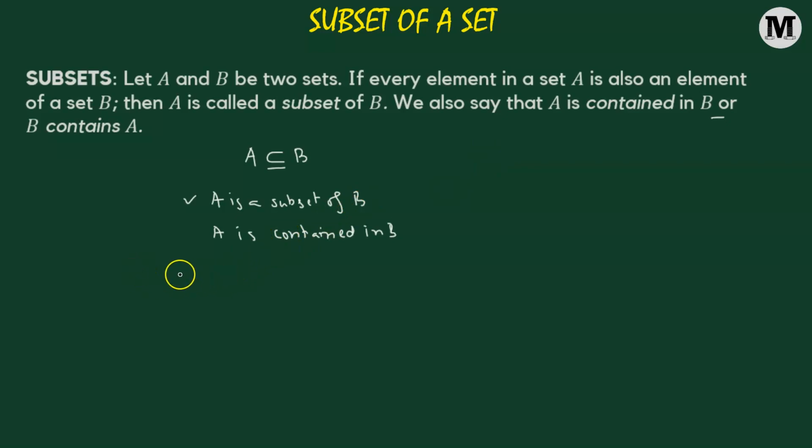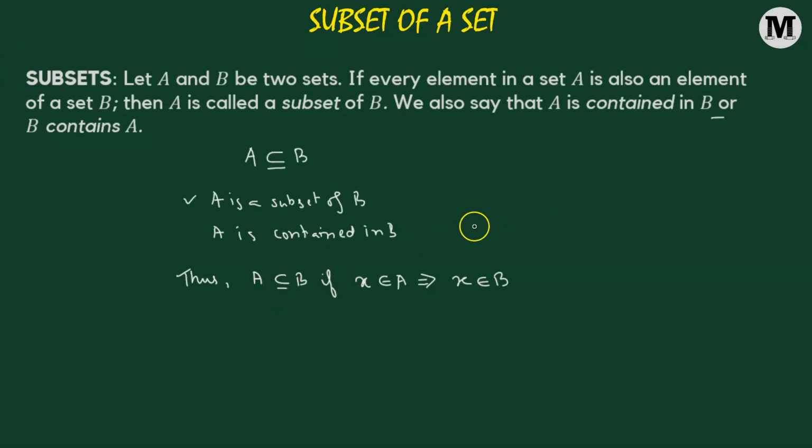This means that A is a subset of B if we have an element X belonging to the set A implies, so this is the symbol for implies, X also belongs to the set B. So this is what it means when we say that A is a subset of B.